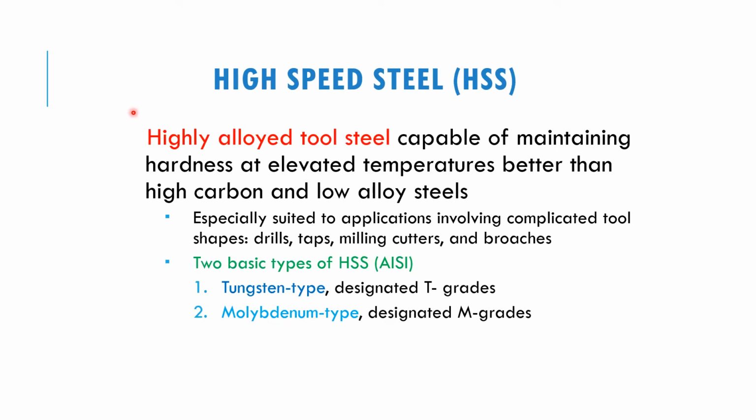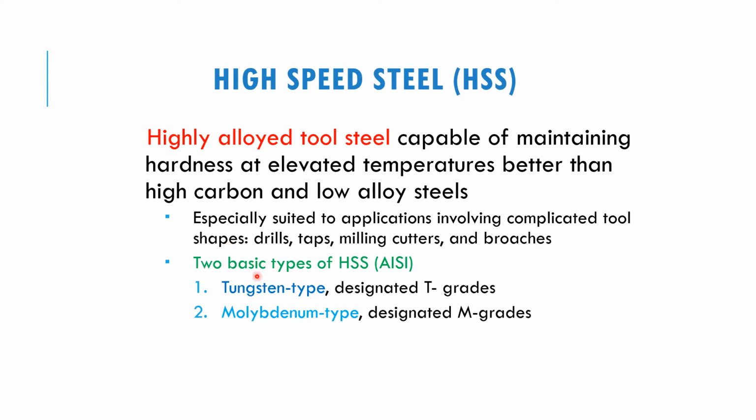High speed steel is a highly alloyed tool steel, so it is capable of maintaining hardness at elevated temperature better than high carbon and low alloy steel. Since plain carbon is the lowest one, high speed steel is a little bit better than that. It especially suits applications with complicated tool shapes, for example drills, taps, milling cutters, and broaches. There are two types of HSS. One is the tungsten type, designated T grade, and the molybdenum type, designated M grade.